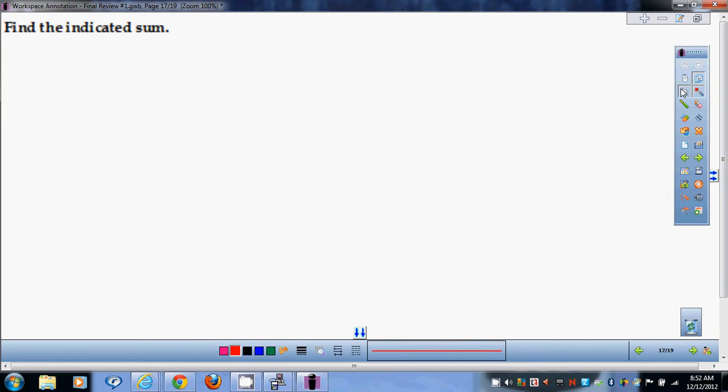Number 17. Find the indicated sum. This could be a tricky one. What do you think it's going to look like? It does have that E. That's right. It has a sigma.